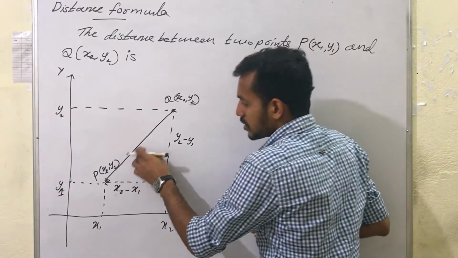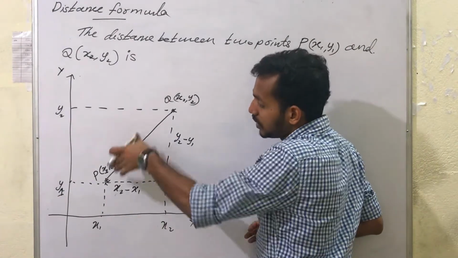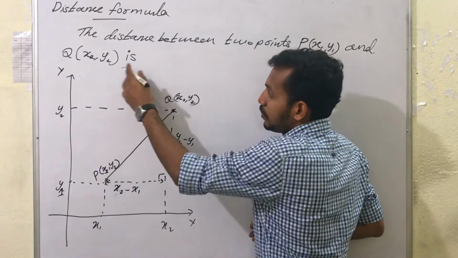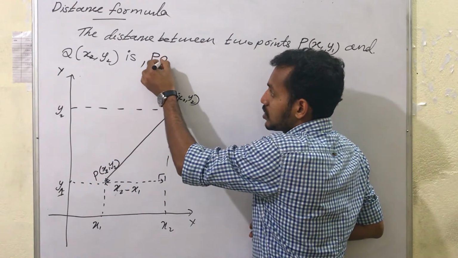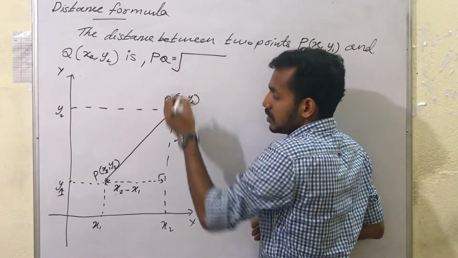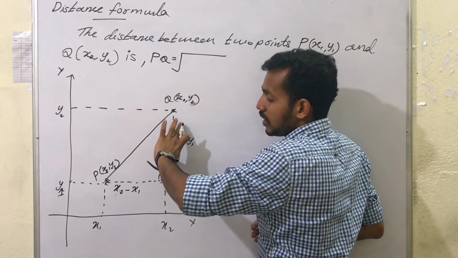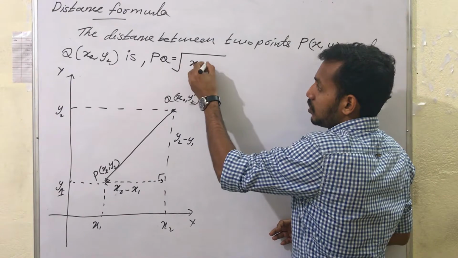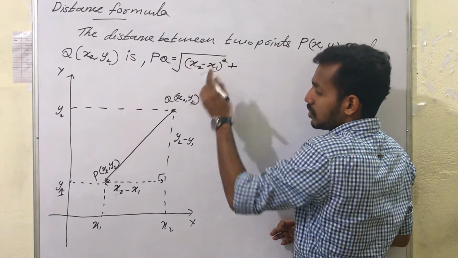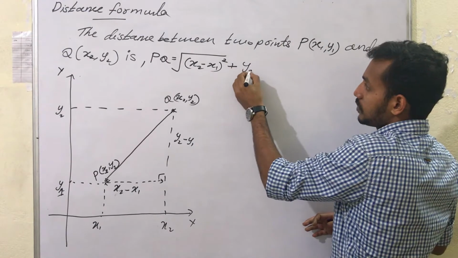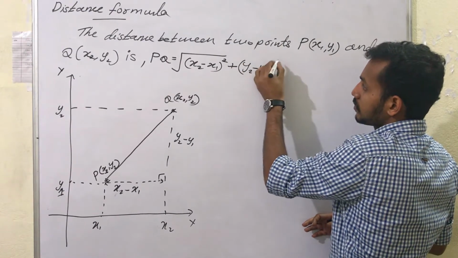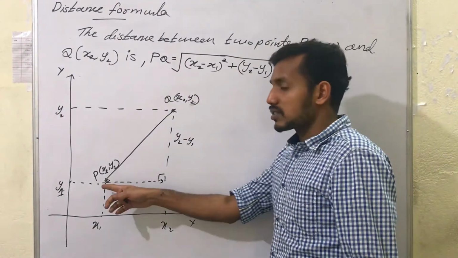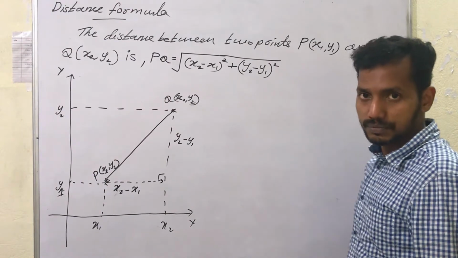Now here, this is in the form of a right angle triangle. Applying Pythagoras theorem, this is the hypotenuse of this triangle. So according to the Pythagoras theorem, the hypotenuse is equal to the square root of the sum of the squares of the other two sides. That means (x2 minus x1) whole square plus (y2 minus y1) whole square. So this is the formula to find the distance between two points if its coordinates are given.